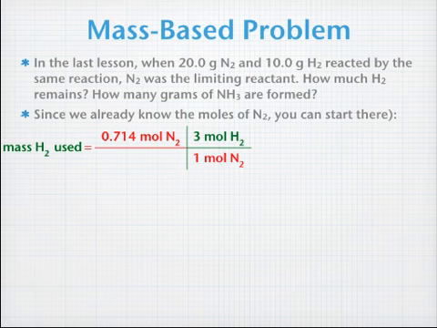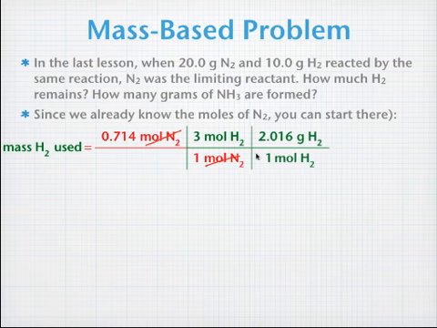Let's multiply that by our mole ratio so that the moles of nitrogen cancel, and we have 3 moles of hydrogen. Now we are going to go on to the molar mass of hydrogen, so the moles of hydrogen cancel out. Moles of hydrogen cancel, they leave us with grams of hydrogen, and we have 4.32 grams of hydrogen are used.